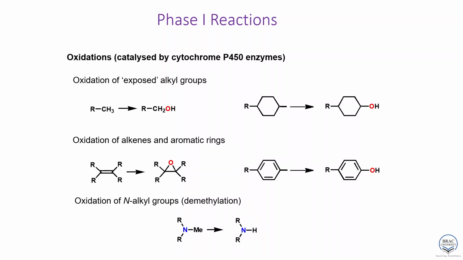The next example is oxidation of N-alkyl groups, or demethylation, that means removal of the methyl group. In this example you can see this methyl group is removed, so this nitrogen is reduced and this methyl group is oxidized. In brief, this nitrogen moiety is reduced, and as a result the methyl group is removed, and this reaction is called demethylation. So oxidation mainly occurs at this methyl group.